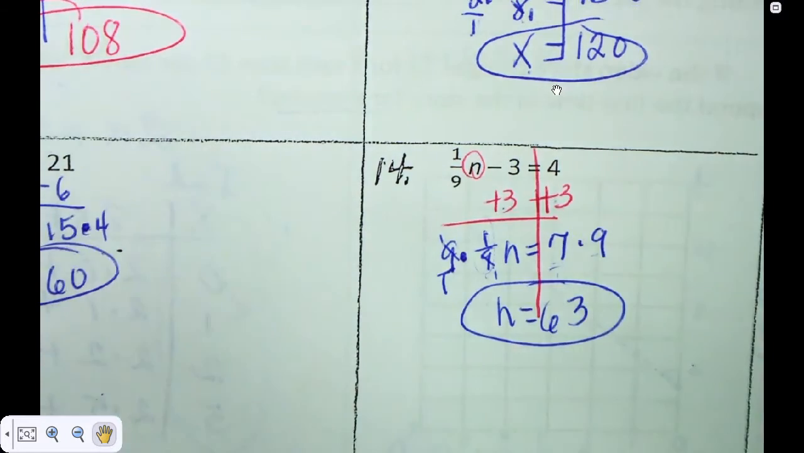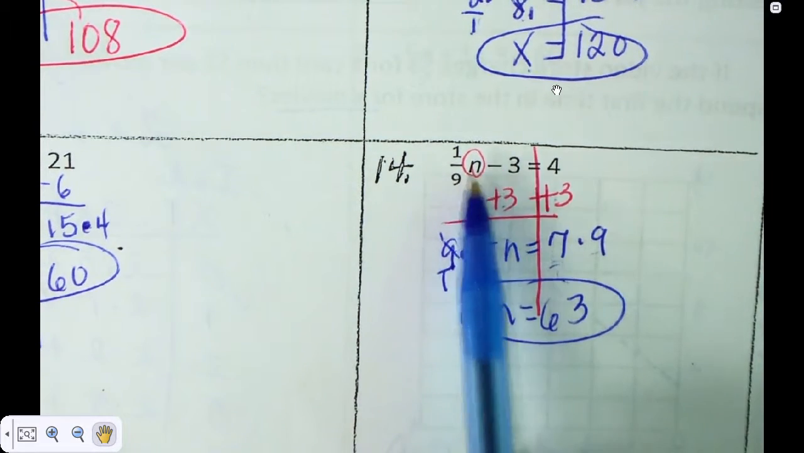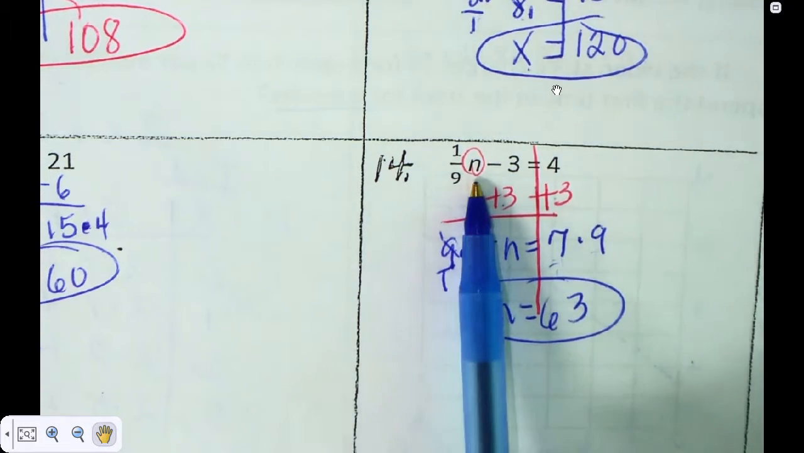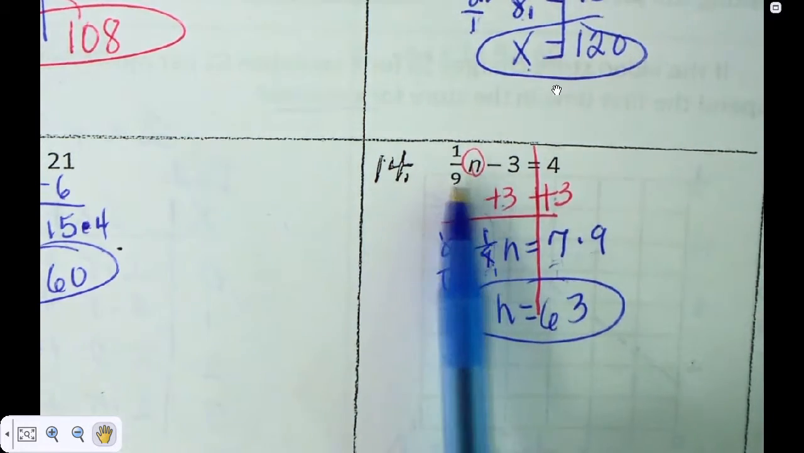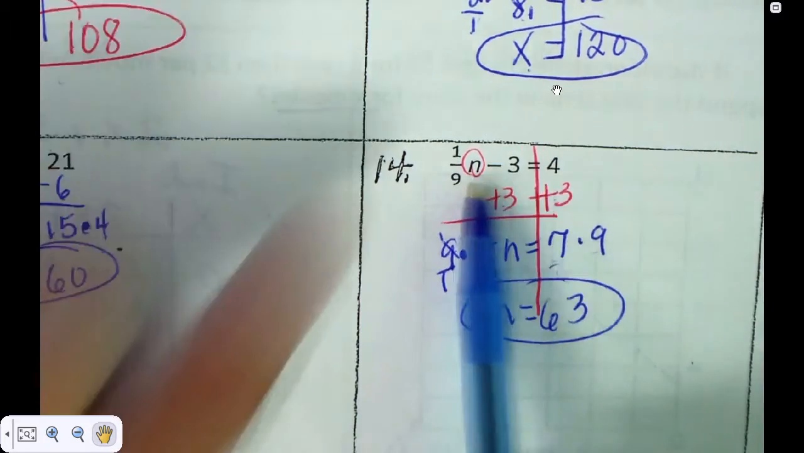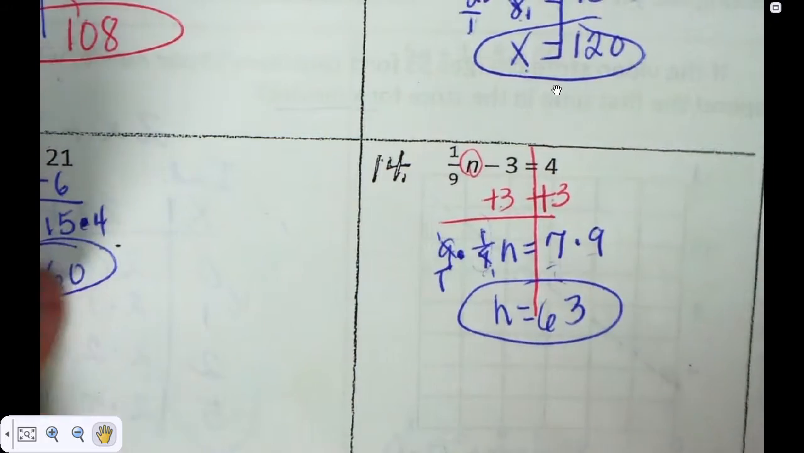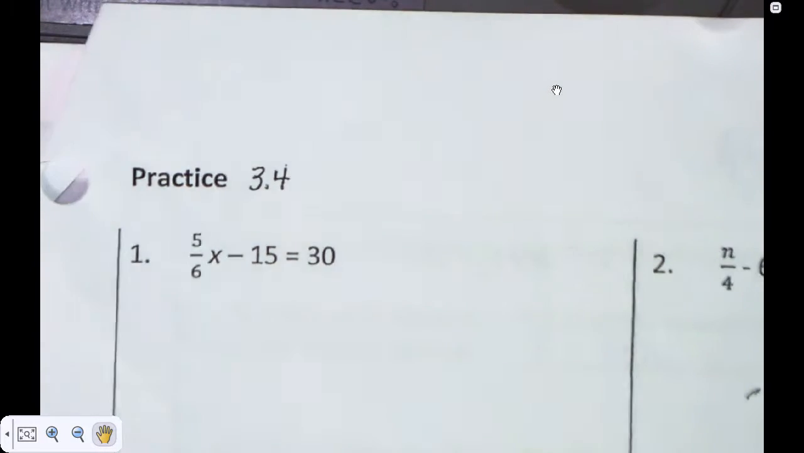What's another way to check it? Come on. Another way to check that. 63 divided by 9 minus 3. When you take 1/9 of a number, that just means you're dividing it by 9. Good job. Okay, look at the next page. Number 1. 3.4. Circle your X, draw your river.